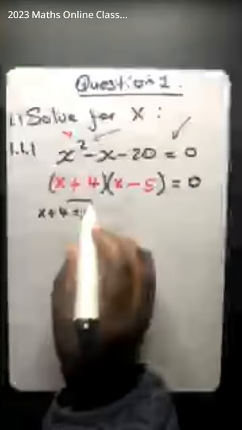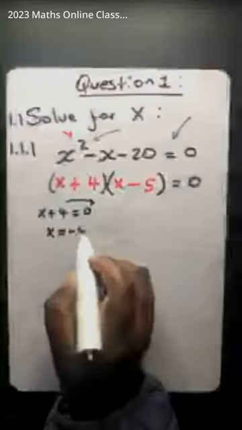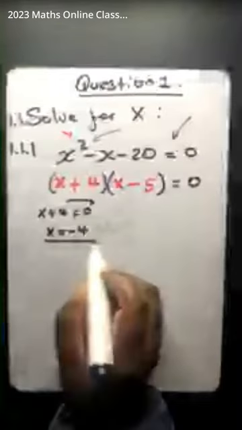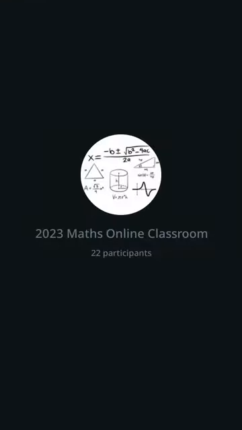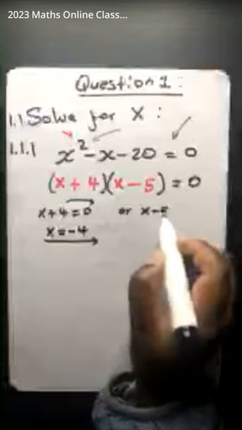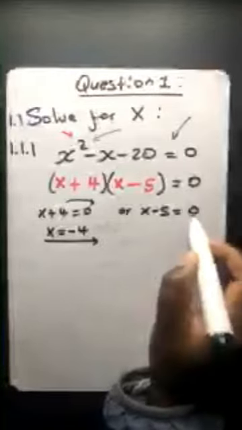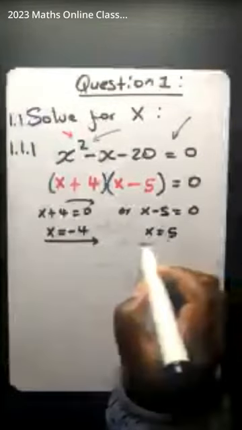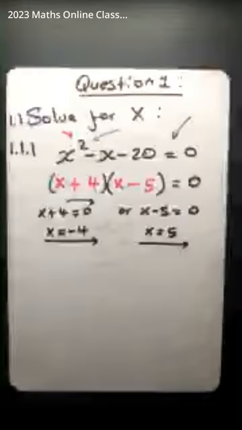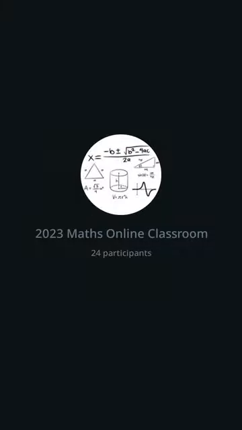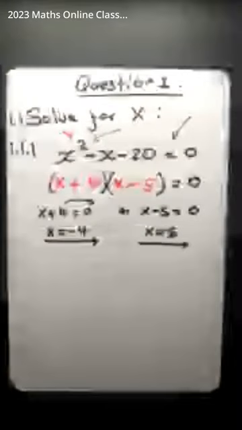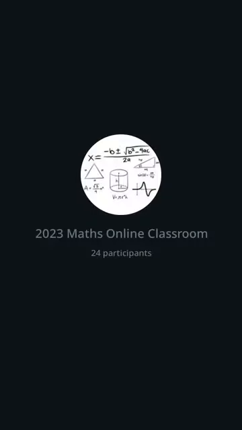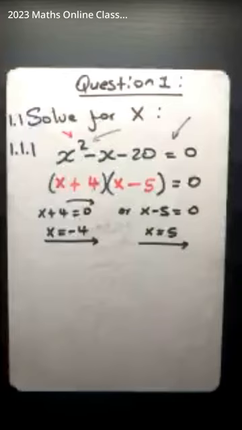Remember, we want to solve for x, meaning x is equal to negative 4. Or you take the other factor and equate it to zero, then x is equal to positive 5. I'm not sure if everyone understood that solution. Did it make sense to everyone?